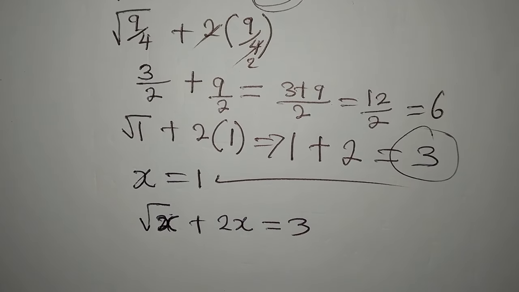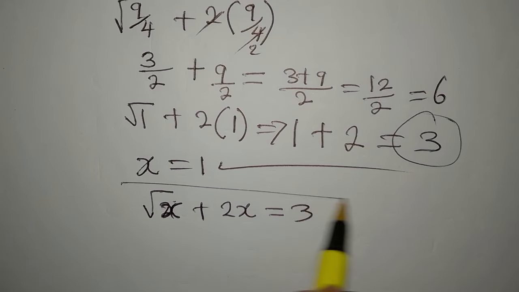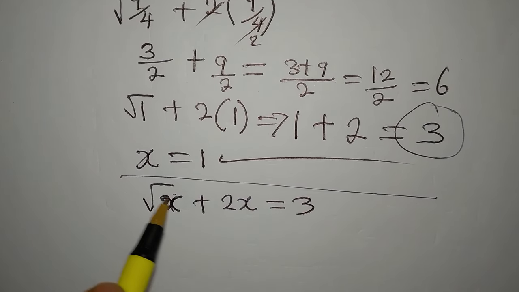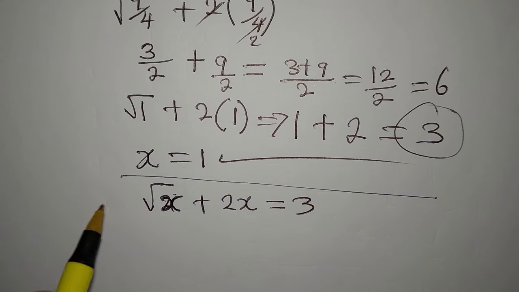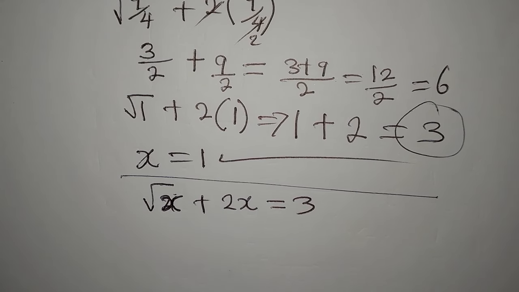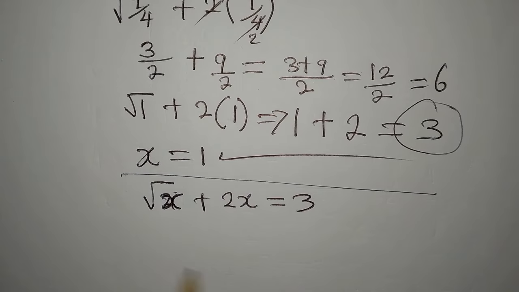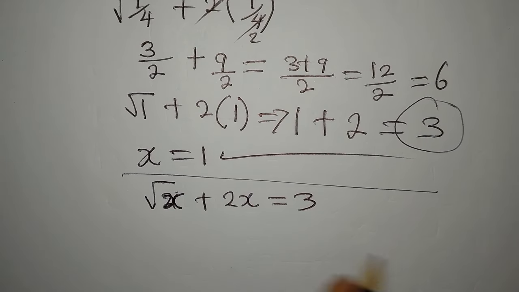In case you're asking, why is the other solution not satisfied? Because this is not a quadratic equation. Okay, so it is to have only one solution. But if it was originally quadratic, then we'll be having two solutions.